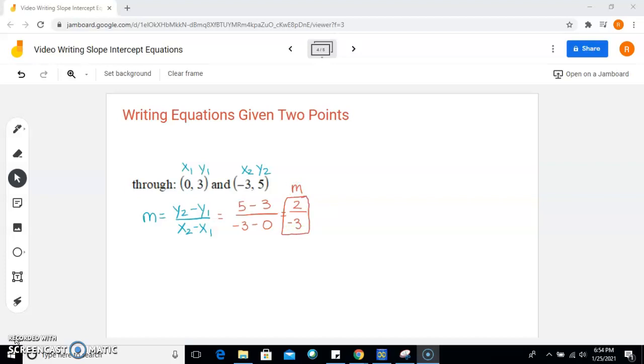Since both points are on the line, I can use either point to write the equation of the line. I'm going to use the first point. It doesn't matter. If we use the second point, we should still be getting the same answer. So I'm going to come over here, and I know that my m is negative 2/3. And then I have my first point, 0, 3, which we know are x and y. So then we're going to substitute into y equals mx plus b. I have my y value of 3. My m is negative 2/3, my x is 0, and then we're still looking for b.